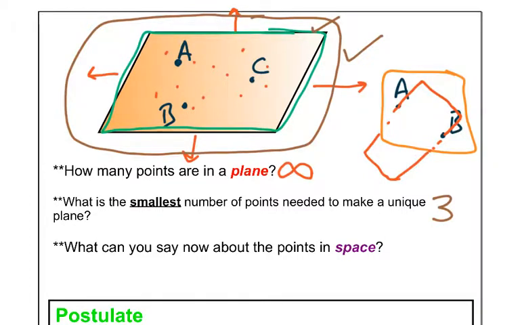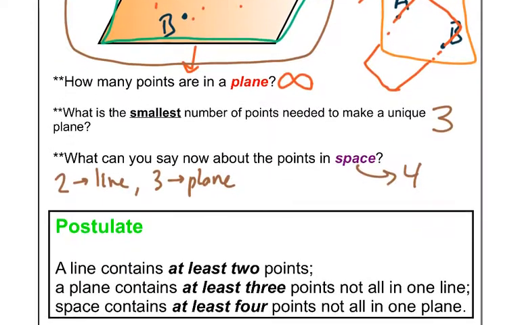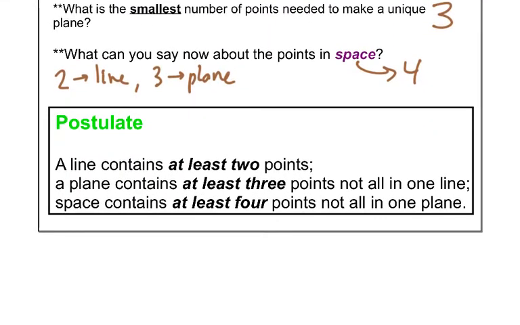Okay, so if it took 2 points to make a line, 3 points to make a plane, if we went up a dimension, what do you think about space? How many points? And it would be 4. And we don't have to show that. But let's put that all together in one big postulate. Again, if you have flashcards, these are great things to write down and help you memorize.